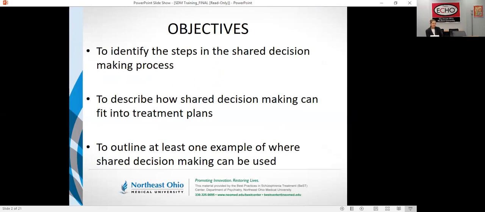Our objectives for today are to identify the steps in the shared decision-making process, to describe how shared decision-making can fit into treatment plans, and to outline at least one example of how it could be used. I did do this from the lens and perspective of a pharmacist, so you will see that it pertains to medication. Those will be some of the examples that I use, but you can use it for other decisions as well.